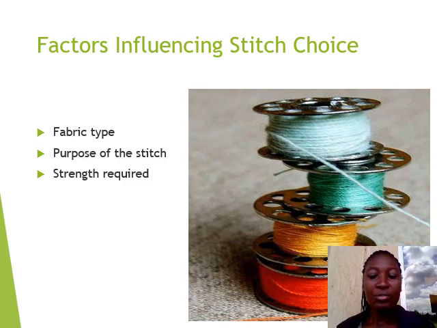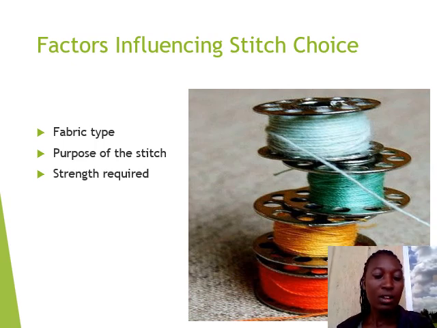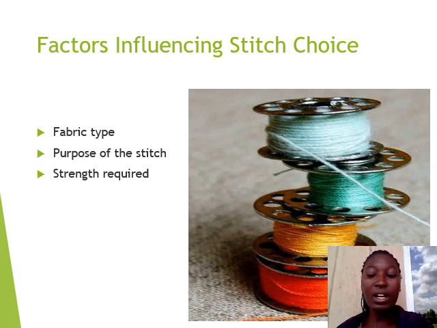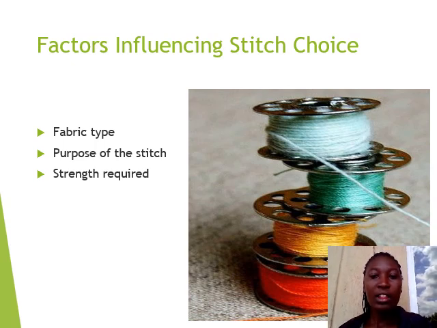Now we have factors that influence stitch choice. One factor is fabric type. You have to consider the type of fabric when choosing the stitch that you will use. For example, a light fabric needs a light stitch, so you have to consider the fabric and the stitch.